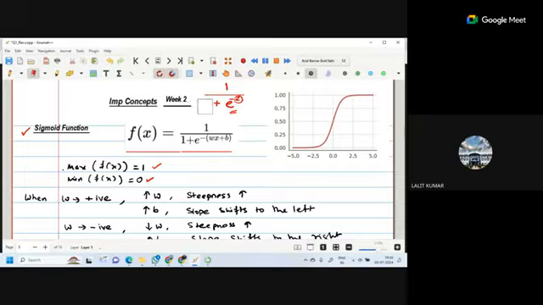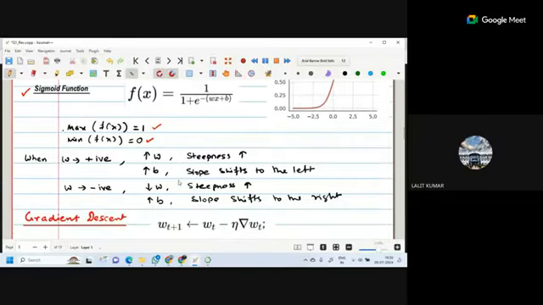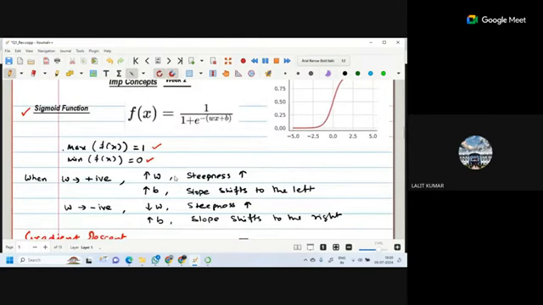Could you please repeat? So I was mentioning what can be the maximum value of sigmoid and what can be the minimum value of the sigmoid. It's 1 and 0. Okay, very nice.